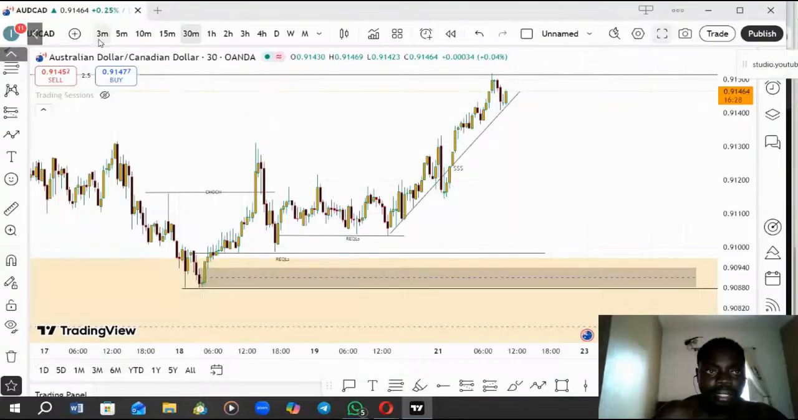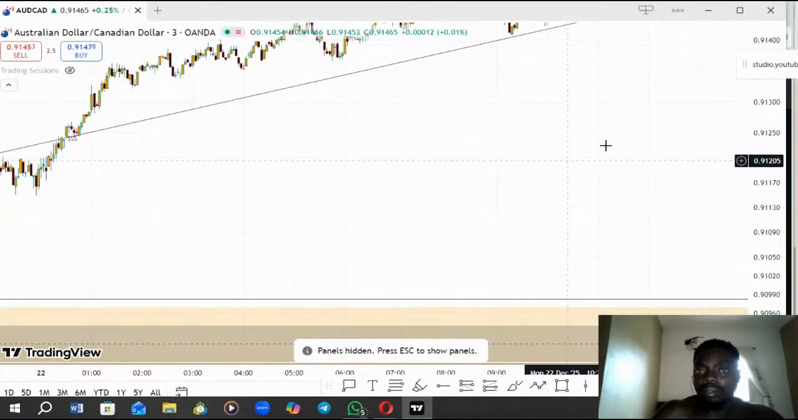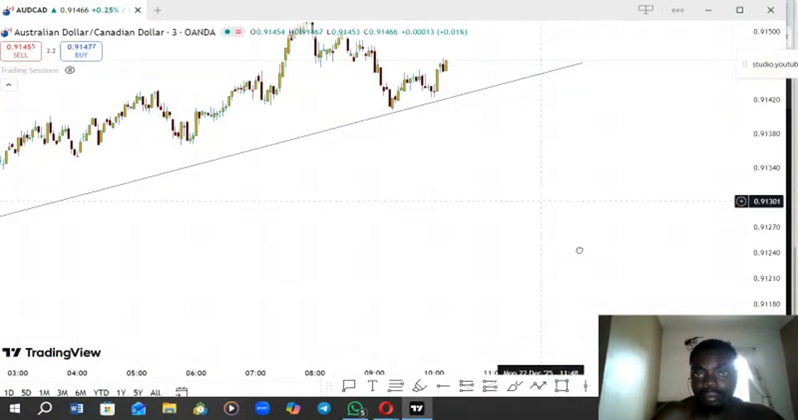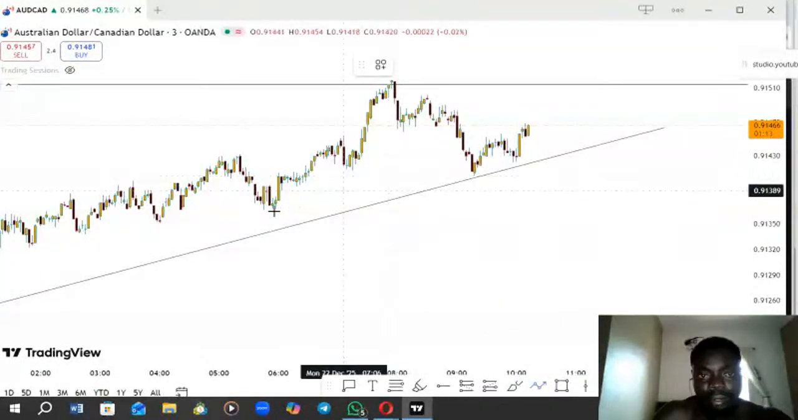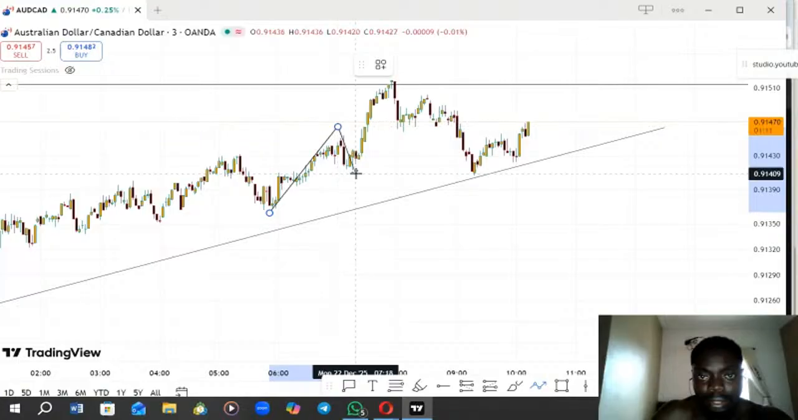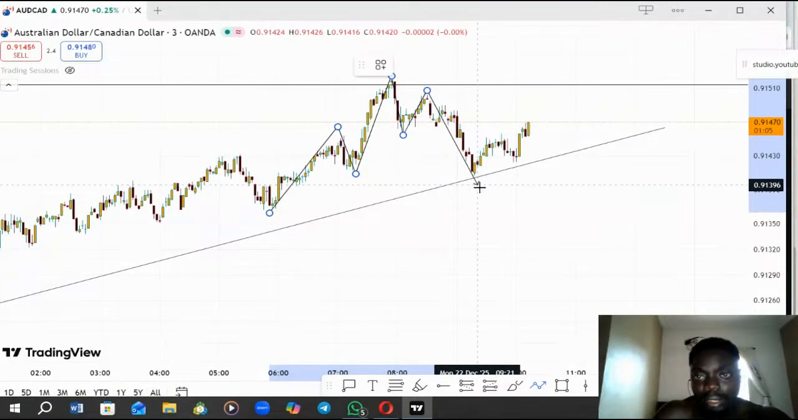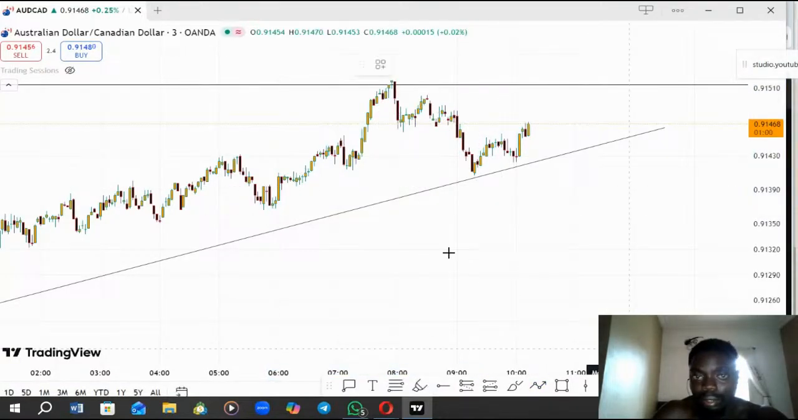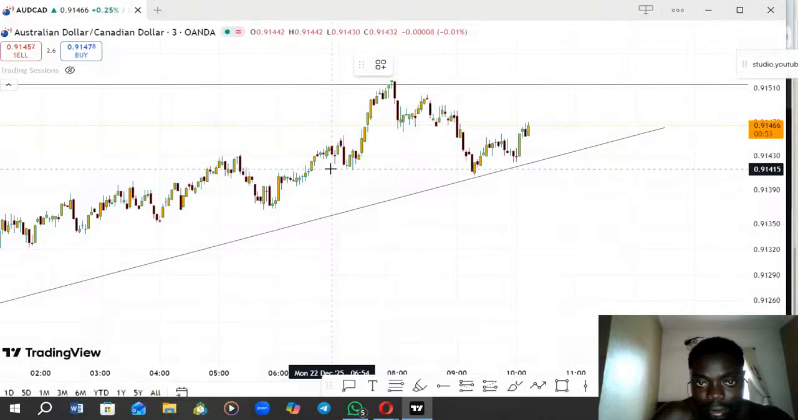Okay, let's look at the 3 minutes. On the 3 minute, you can see what has happened there. I think I'll take this trade. You can see they pulled back. They had a higher low, a lower high. They crashed below that low. So a crash below this low here is a shift in market structure.